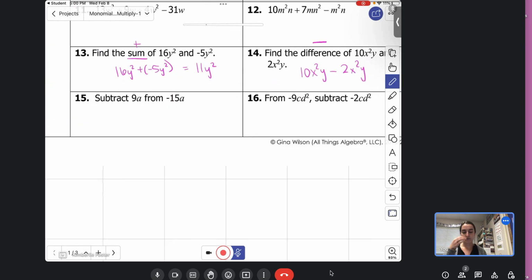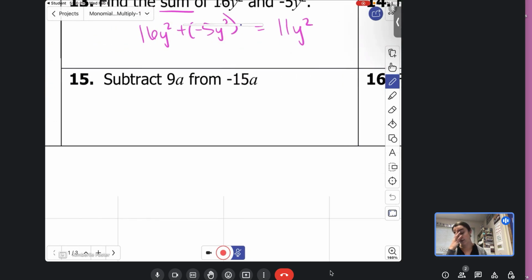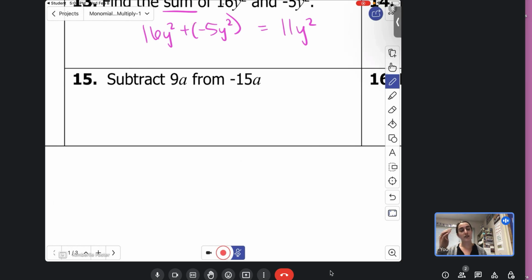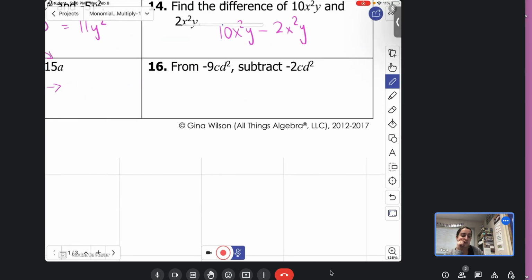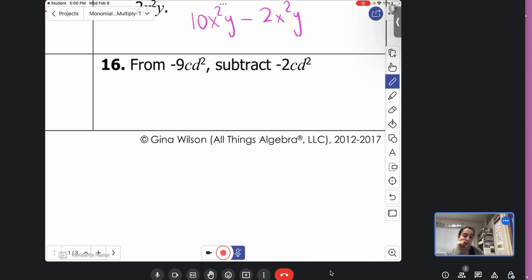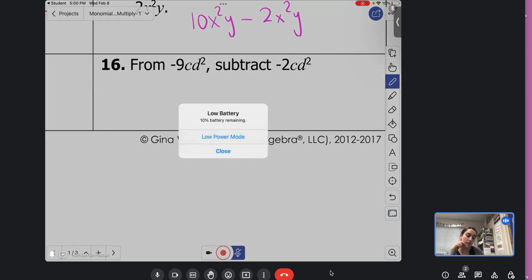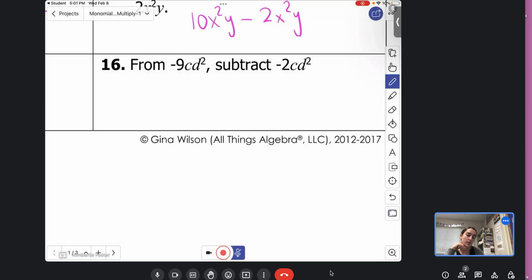All right. Okay, subtract 9a from negative 15a. Oh, we've seen and heard this before. These ones are like the turnaround. Remember, if we're subtracting something from something, then this negative 15a needs to come first and then minus the 9a. All right, and you guys can simplify that. And then here, same thing, from 9cd squared, subtract negative 2cd squared.